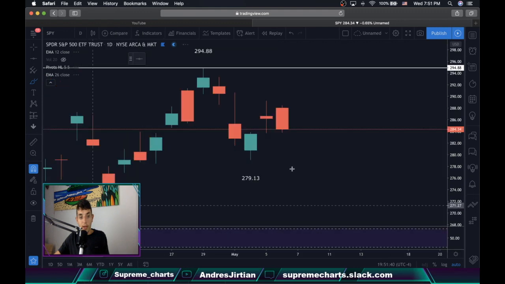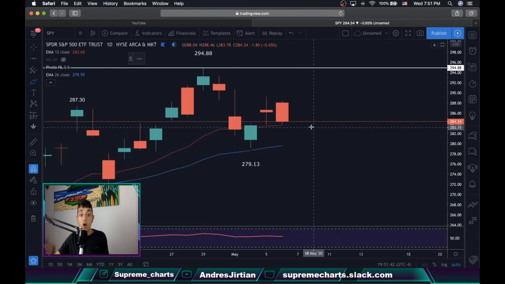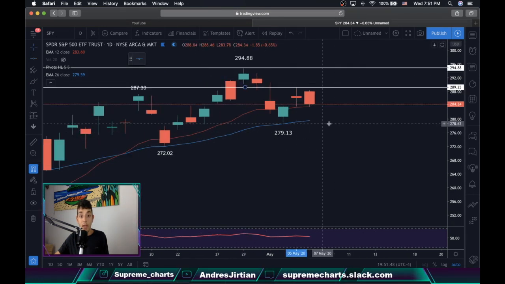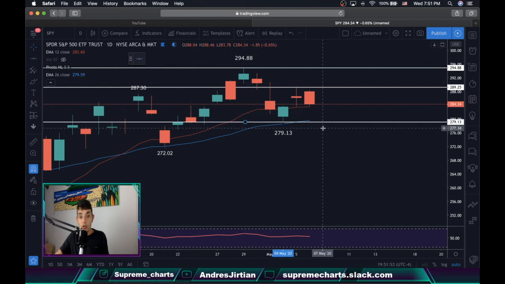So just to recap again, tomorrow we'll probably mark this daily lower high, and we'll be looking back down towards 279.13. Bulls have to hold that. If the bears break that, then we'll be in a bearish daily downtrend.